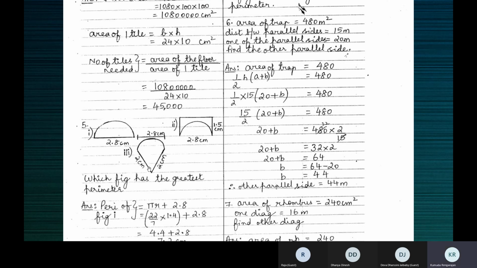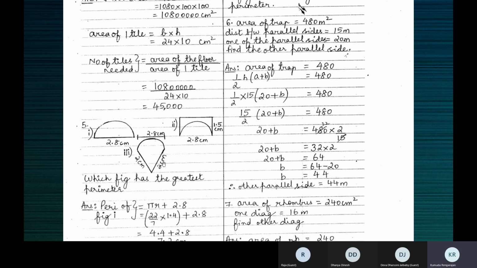And coming to the third figure, it is made up of three parts. One line segment of length 2 centimeters, another line segment of length 2 centimeters, and a semicircle. Can you see something marked here? The diameter of the semicircle is 2.8 centimeters. You can see it here, from here to here. Can you see my pointer, children? Yes, ma'am. So you can see here, the length of this line segment is 2 centimeters.